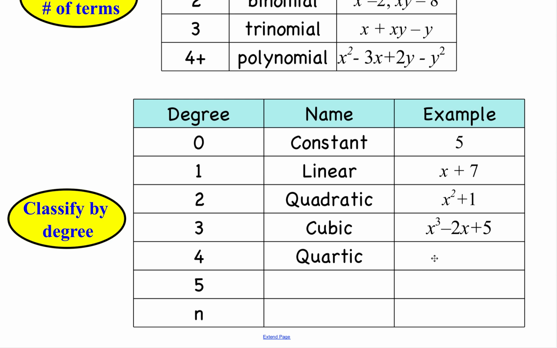A quartic equation has degree 4, looks like that. A quintic has degree 5, and then anything that is more than 5, we just say it's an nth degree. If it was degree 6, we would say it was a 6th degree. If it had degree 10, we would say 10th degree. Okay, whatever it is, we would just use that number with a th.